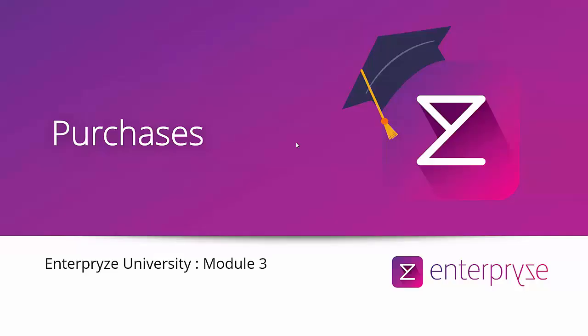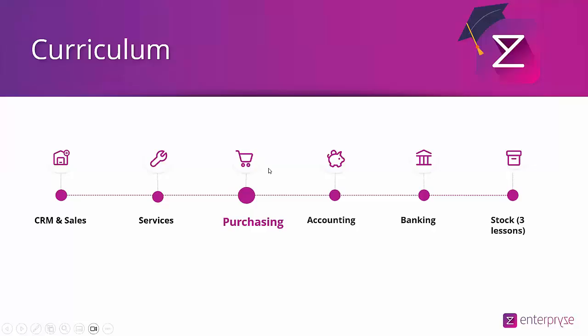Perfect. Okay, so everything purchases for Module 3 today. So let's take a look at the curriculum so far. We've literally just started in Term 2 in October. So we started out with CRM and sales, into services on the last module. Now we're in purchasing, and then we'll move on, of course, to accounting, banking, and then all things stock, which in itself is quite a heavy session. It's over 3 lessons around all the aspects of stock, and of course then we'll continue on as well with expenses and everything in relation to reporting as well.